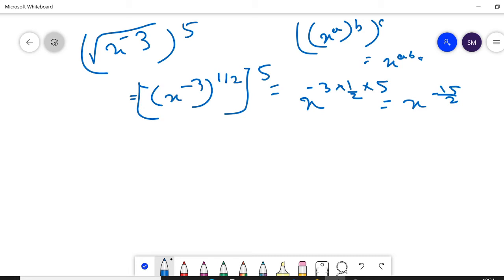Then bring it to the denominator and make the exponent positive. This is 1 upon x to the power 15 by 2.